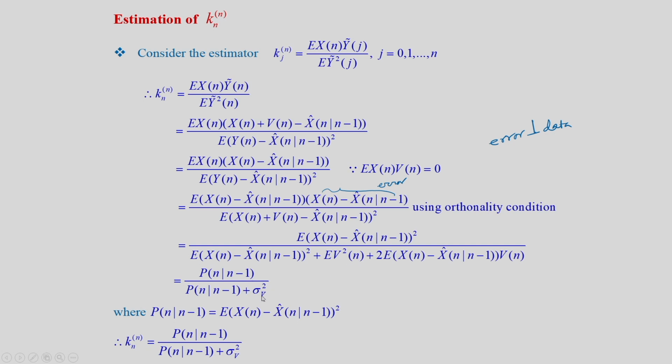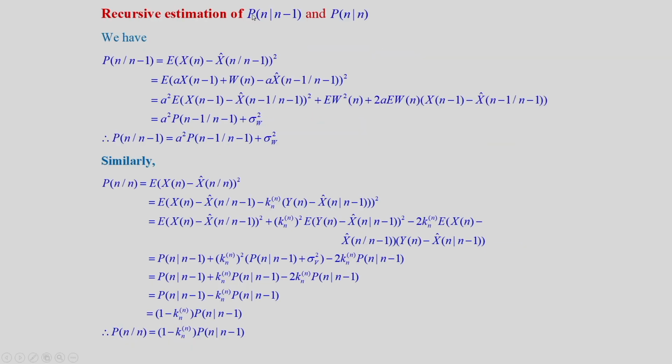The denominator also has the same mean square prediction error plus E of v square n, which is sigma v square. Therefore, what we get is that the Kalman gain at instant n is equal to P of n given n minus 1, that is the mean square prediction error based on data up to n minus 1, divided by the mean square prediction error plus sigma v square. So, this is one relation which we will be using to determine the Kalman gain. We need the previous mean square prediction error and the variance of the noise.